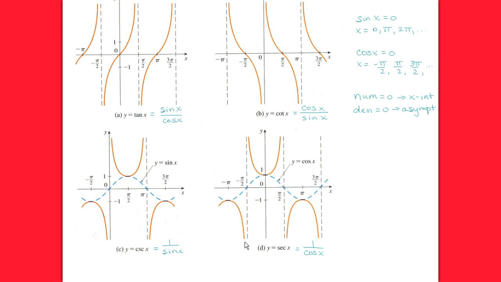Okay, so those are our 6 basic graphs, and then we should be able to do the shifting and reflecting and stretching and shrinking and those types of things that we have learned with them as well.